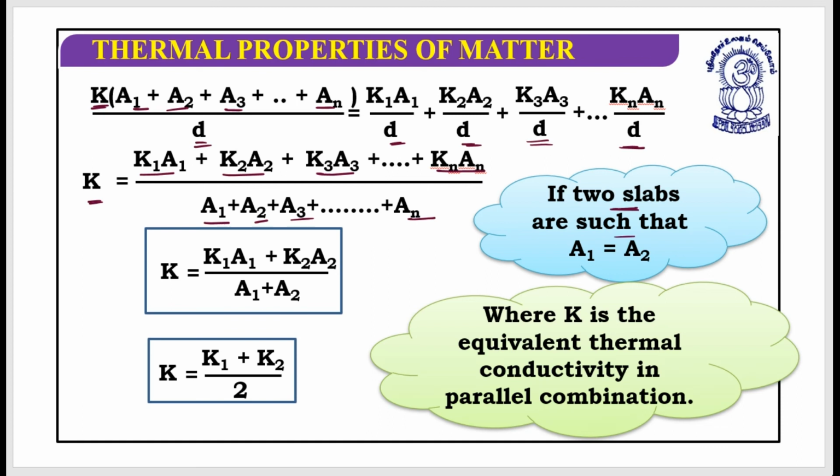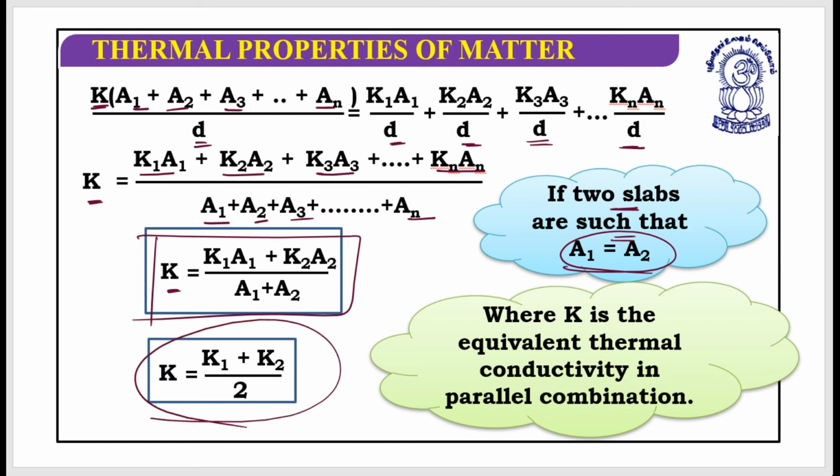And if we have only two slabs, this K can be written as (K1 A1 plus K2 A2) by (A1 plus A2). If the areas of cross section are equal, it is just K is equal to (K1 plus K2) by 2, where K is the equivalent thermal conductivity in parallel combination. I hope this is clear.